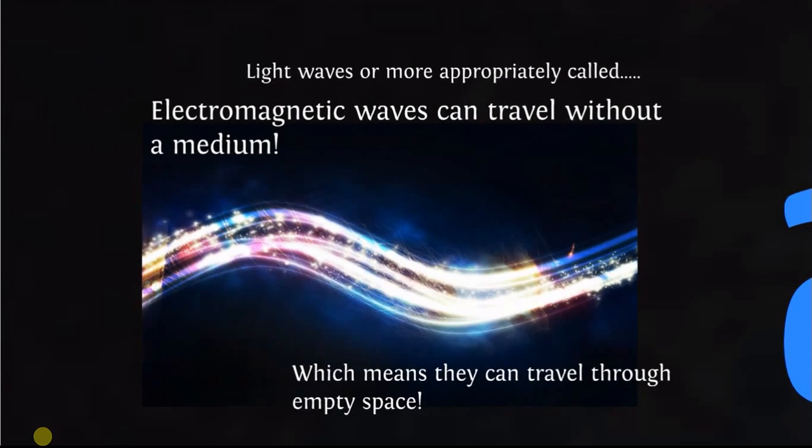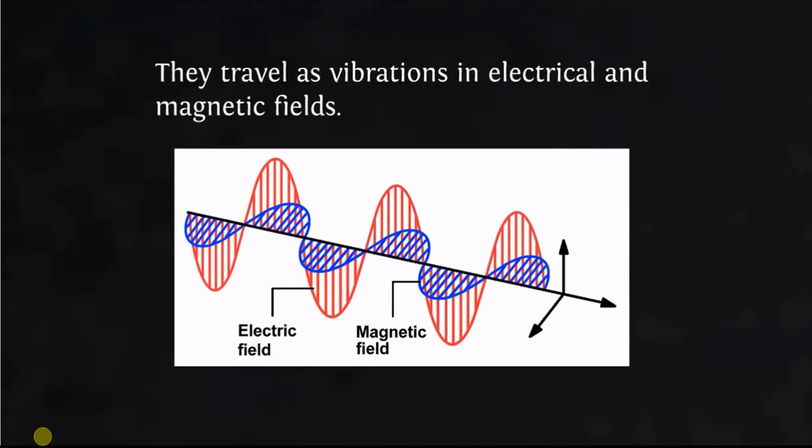Right, so light waves, or more appropriately called electromagnetic waves, can travel without a medium. I already mentioned that, and that just means they can travel through the emptiness of space. So when you see light coming into our atmosphere from our sun, that's because the light can travel all the way through space. When you look up at the night sky and you can see the very few stars that we're able to see now with all the light pollution, that light can reach our planet from very distant, far off solar systems because it travels through space.